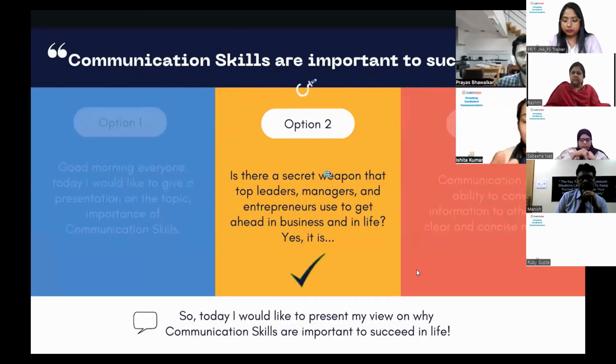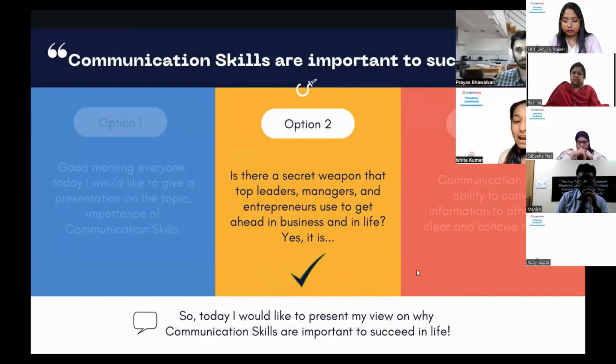So let me just show also. Can you see that hook symbol above option 2? You rightly mentioned that, we could just start with this question: is there a secret weapon that top leaders, managers, and entrepreneurs use to get ahead in business and in life? In that case, you're making your audience excited, wondering what is the secret weapon he's going to talk about. That's where their interest would spike and pique their curiosity. So that would be the best hook.